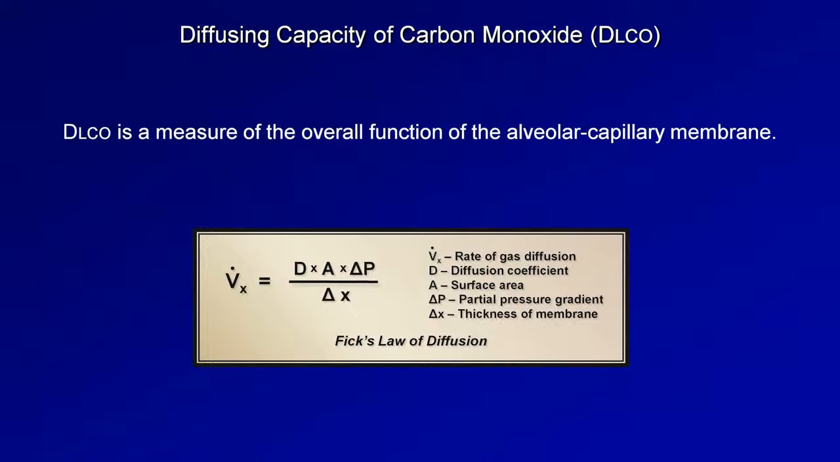In many ways, the DLCO measures something quite similar to the alveolar arterial gradient as measured by an ABG. Although there are some conditions which affect the DLCO without affecting the ABG, for the most part, when the A-a gradient is elevated, the DLCO is almost always decreased.